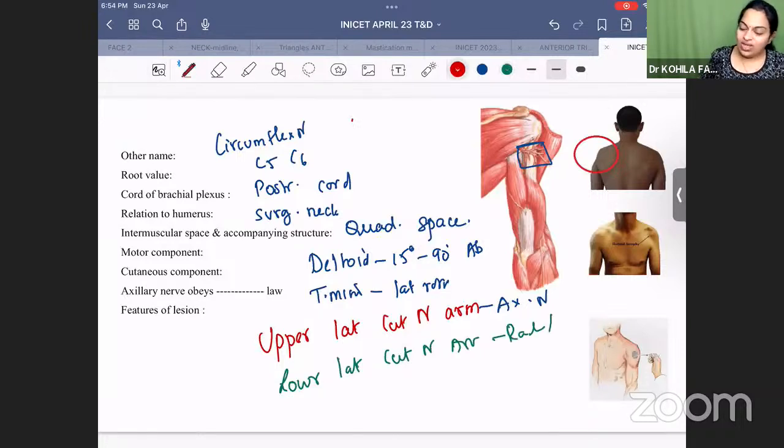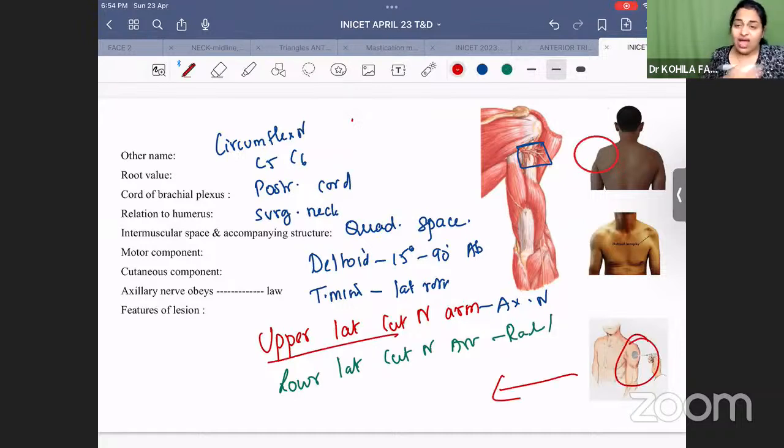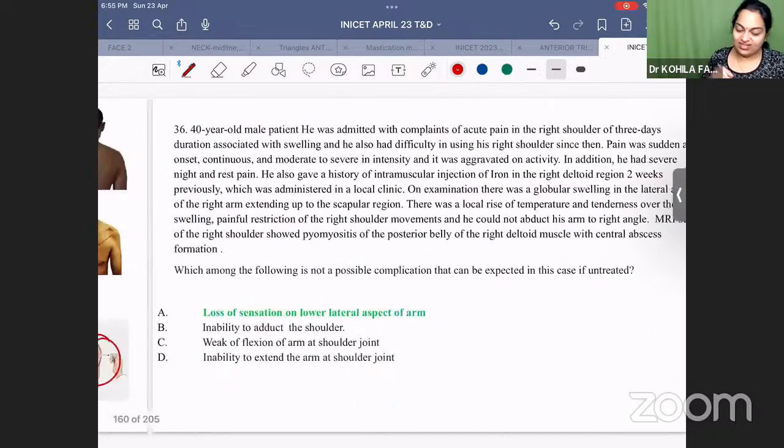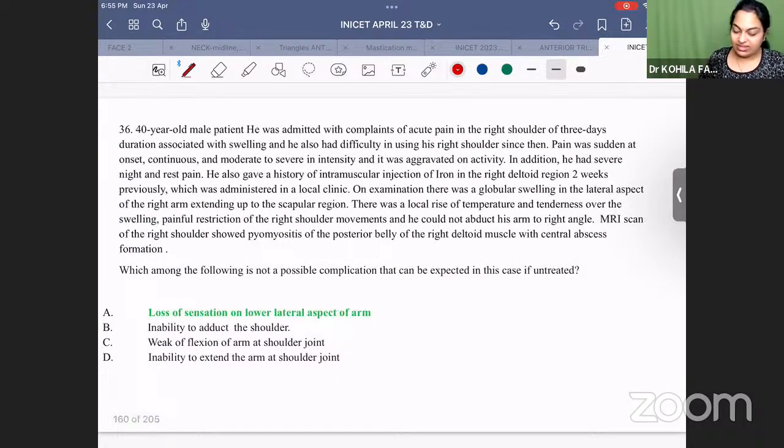Very good. Regarding the cutaneous nerve, what is this called? Absence of sensation over that part: the regimental badge area of anesthesia. So we'll go on with this answer, right?